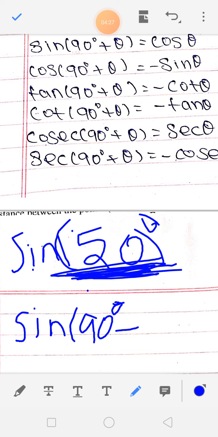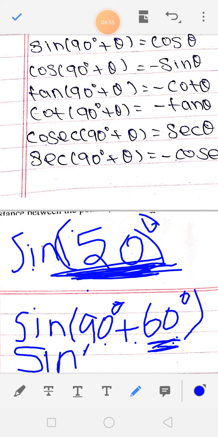So how many degrees do I have to add? 60 degree. That is very important, because the value you write on the right hand side must be 0, 30, 45, 60 or 90. Those are the only values you have to write. So 90 degree plus 60 degree. So sine of 90 degree plus 60 degree, this is the form.